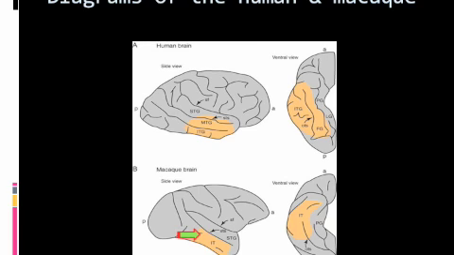And we'll pause here and just take a look at a schematic diagram of the human and macaque visual systems. I've drawn an arrow on the lower diagram pointing to the general vicinity. All right.